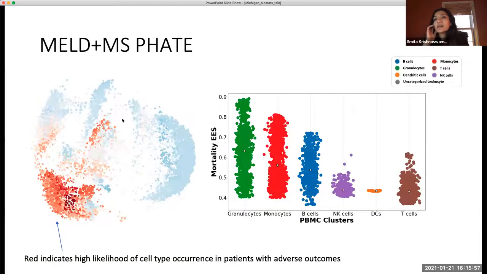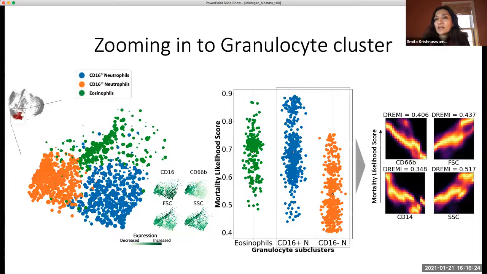So now here's MELD and multi-scale PHATE together. Here you see that you have a certain area and bunches of cells that seem enriched in patients who have a high mortality score. That means they're very likely to die or go into hospice. These kinds of cells are more prevalent in patients that have a low mortality score. But the idea is that you can zoom in and you can find more resolution there.